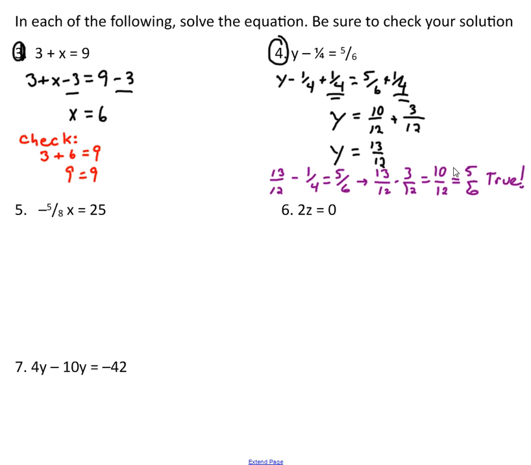So we've done our job. All right, let's continue on right here. What about this situation, number 5? We have a fraction, -5/8 times x equals 2/5. Well, there's all kinds of ways that we could handle it.